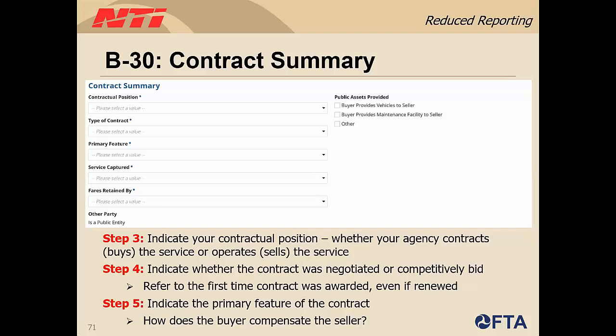Then, you will select the primary feature of the contract, or how the buyer compensates the seller. There are two options. The buyer pays the seller a negotiated fixed rate per unit of service, or the buyer reimburses the seller net operating expenses based on their approved budget. You will select one of these options from the drop-down menu.